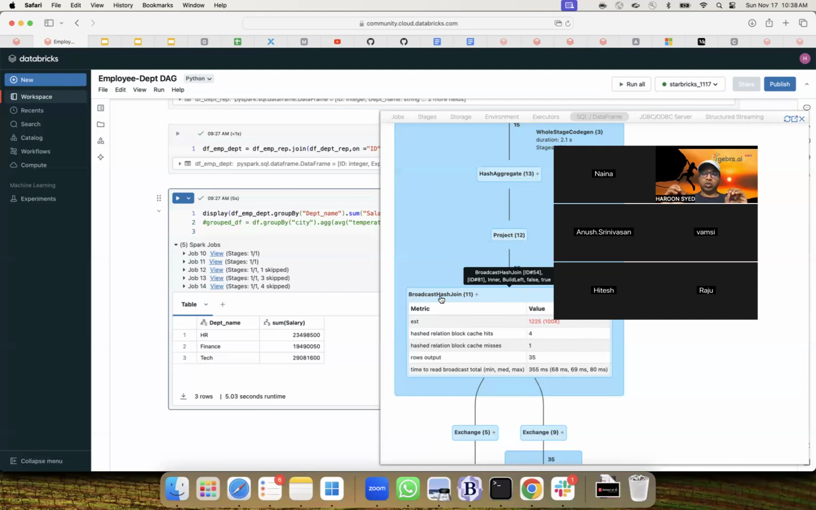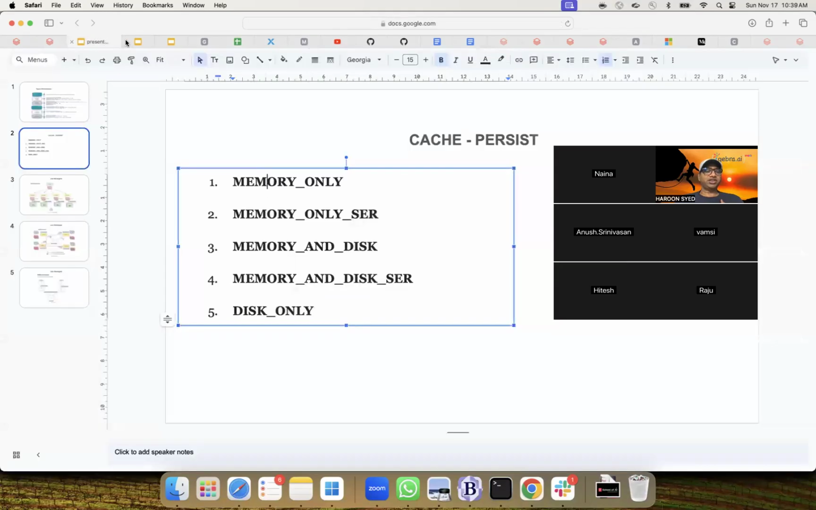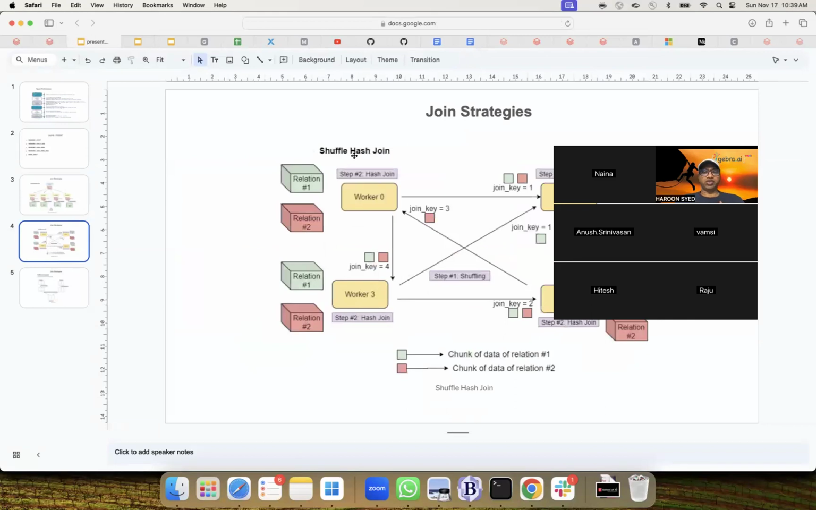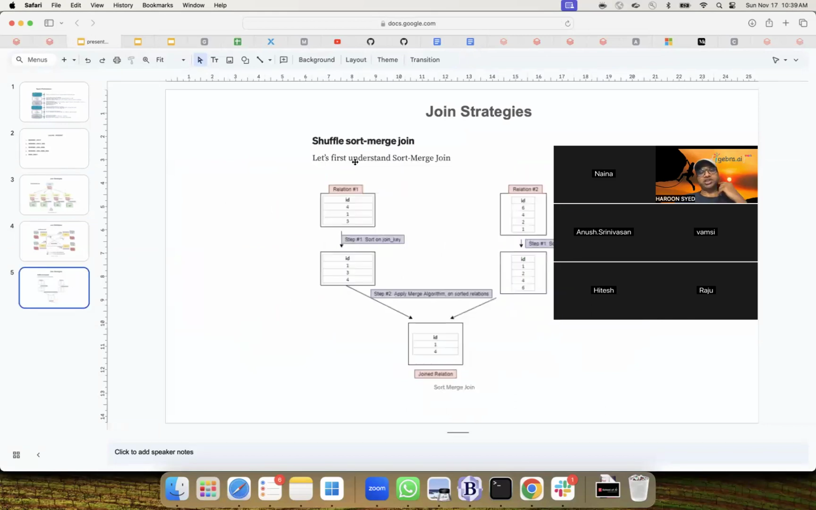Now, join strategy is exactly how Spark is handling those joins. Basically, how is it getting those two data sets to combine internally? So that is the strategy. When it does that, it has three strategies that it applies. What are these three strategies? The first one is broadcast hash join. The other one is shuffle hash join. And the third one is shuffle sort merge join. These are the three strategies that it applies.